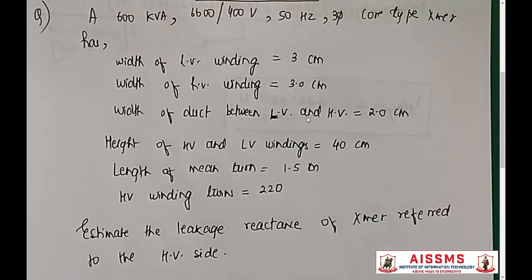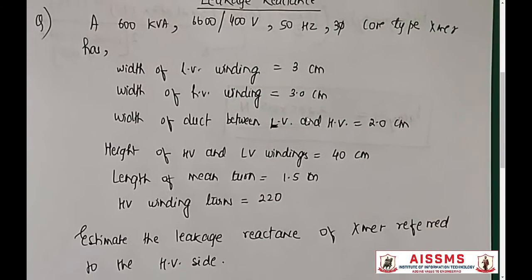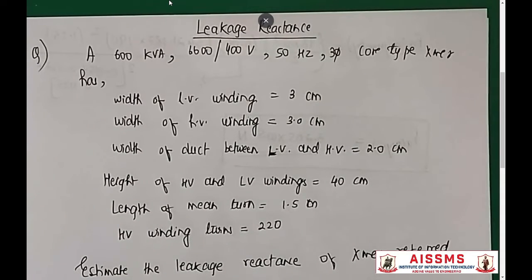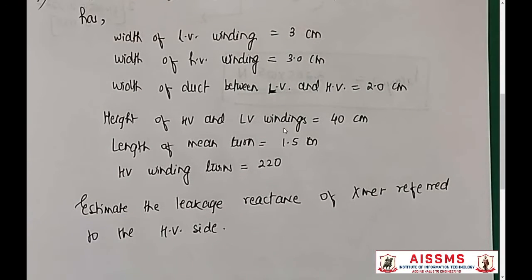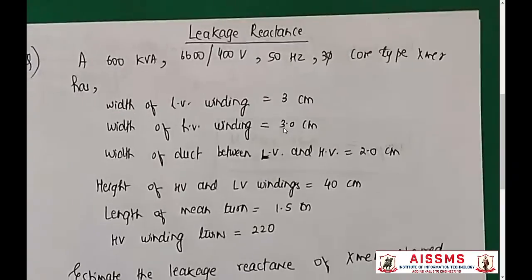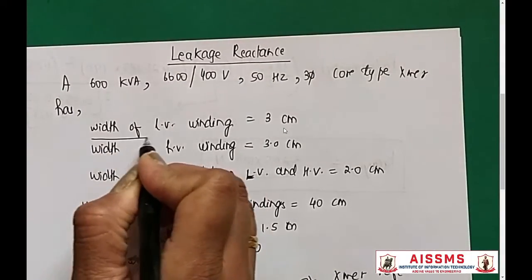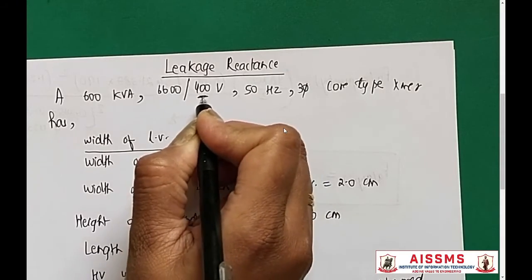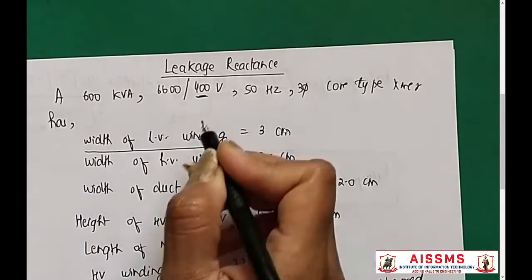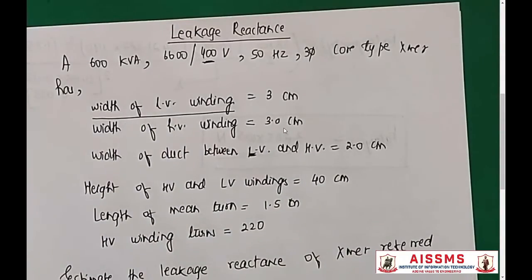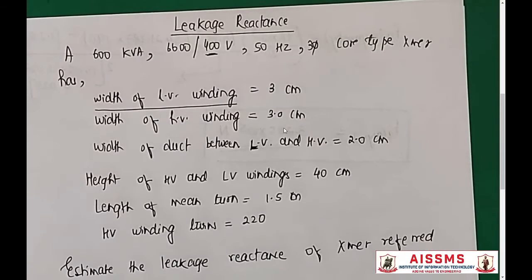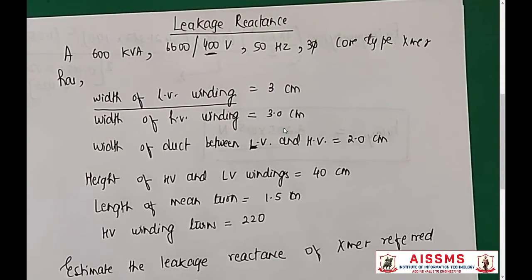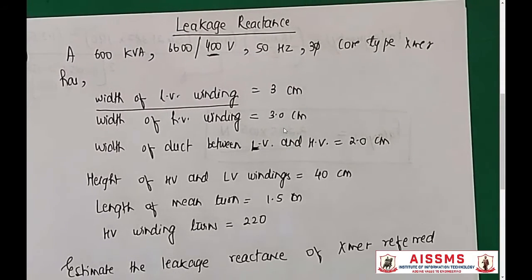As we had discussed earlier, before starting with the numerical, we have to first identify the various parameters which are given in the numerical, right? When we see width of the LV winding, the LV winding is 400 volts, which is the secondary voltage. So the first parameter, width of LV winding, will be BS is equal to 3 centimeters. You have to convert it to meters, so it will be 0.03 meters.